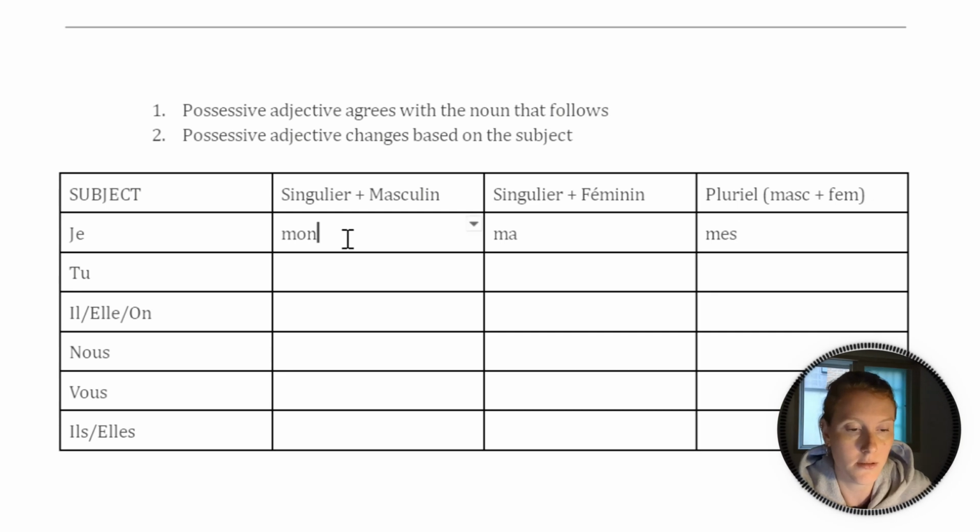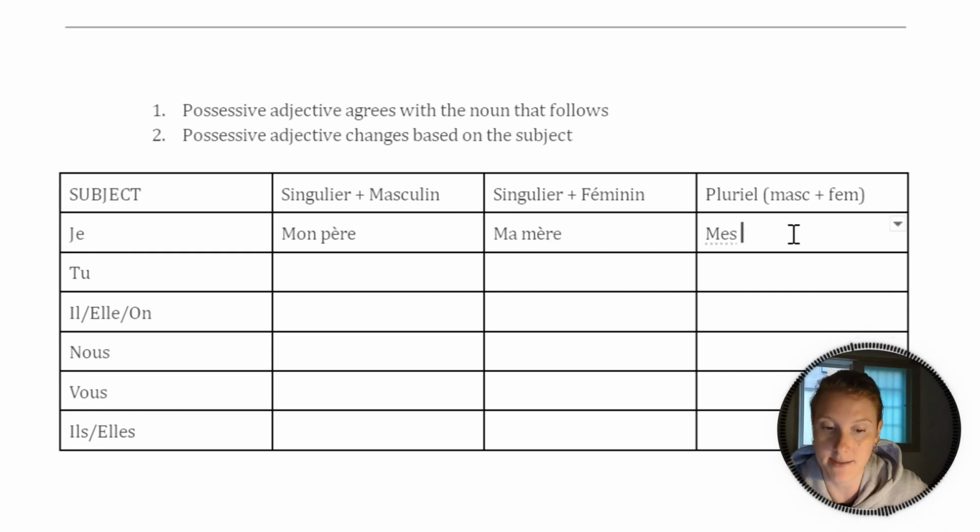Example, mon père, my father. Ma mère, my mother. Mes parents, my parents. Right? So here you see father, masculine singular, so I'm going with mon. Mother, feminine singular, I'm going with ma. Parents, plural, masculine and feminine both together, mes.